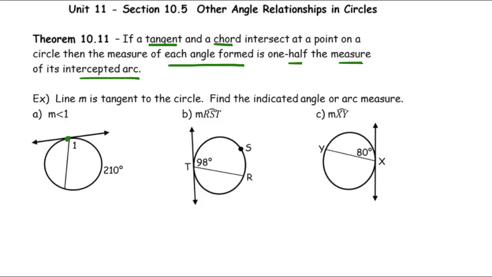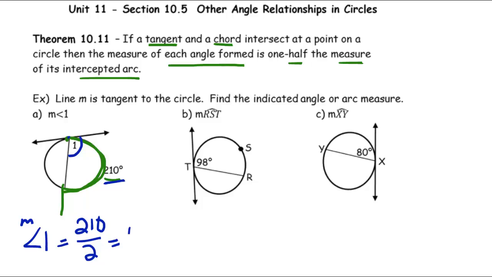Well, the intercepted arc here is just the arc that starts where the tangent and the chord intersect, and then it goes all the way around to where that line, the other side of the angle, hits the circle. And so this is my intercepted arc. It is 210 degrees. That's going to make angle 1, I should have said the measure of angle 1 equals 210 divided by 2. If the vertex is on the circle, we take the arc and divide by 2. So the measure of angle 1 is 105, half of the arc.